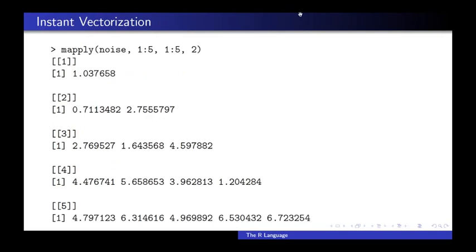That's what I get when I use the mapply function to vectorize this noise function. I give it three sets of arguments: 1 through 5, 1 through 5, and then 2. I'm always fixing the standard deviation to be 2, but I'm changing the n and the mean. So now I've got one random variable with mean 1, 2 with mean 2, 3 with mean 3, 4 with mean 4, and 5 with mean 5. That's how I can instantly vectorize a function that doesn't allow for vector arguments.